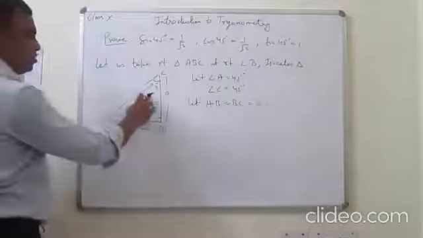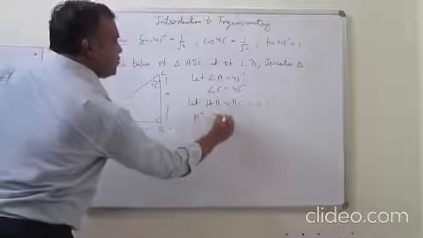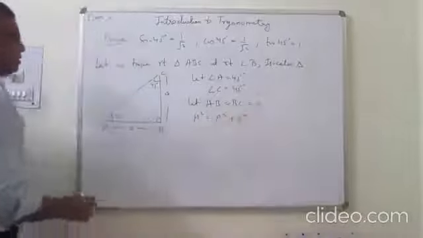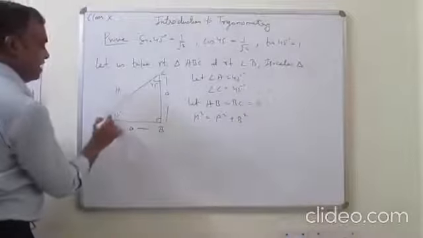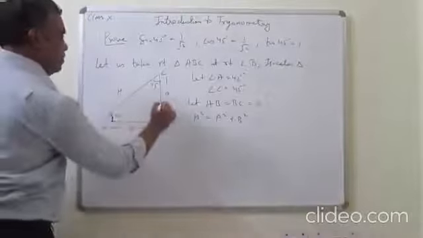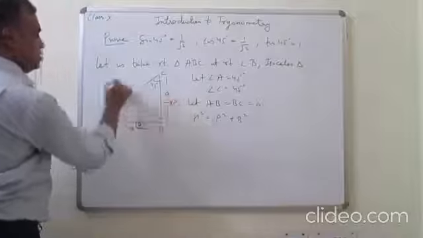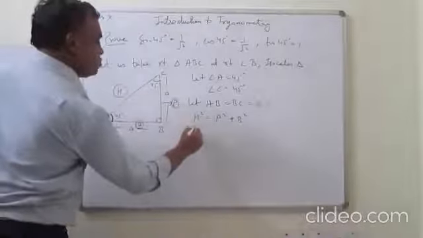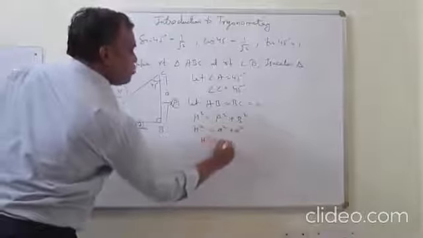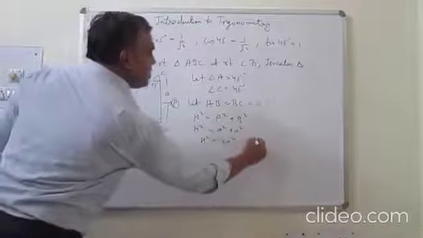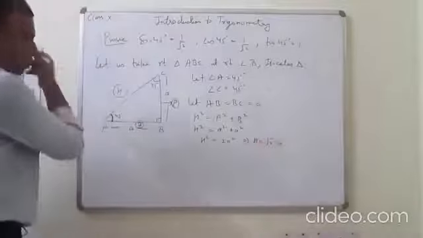Now by Pythagoras theorem, what is AC? We know that h square is equal to p square plus b square. So here the hypotenuse is this. If I take angle A, then the perpendicular is this and the base is this. Now h square is equal to a square plus a square, h square is equal to 2a square. This implies h is equal to root 2 times a. Now what is the formula of sine A?